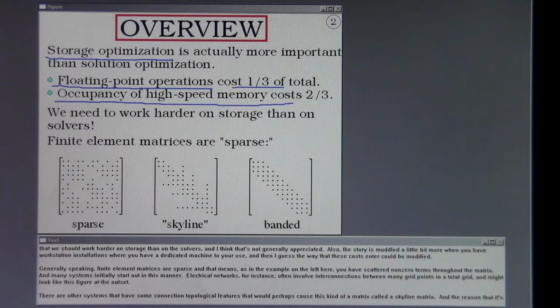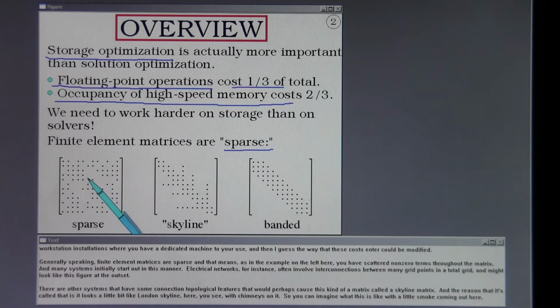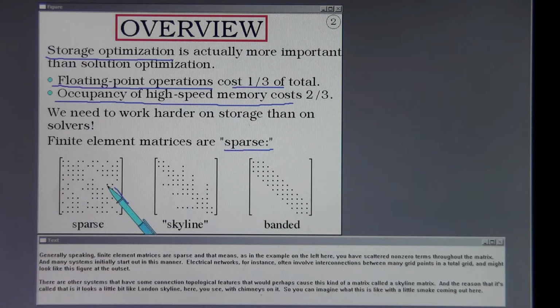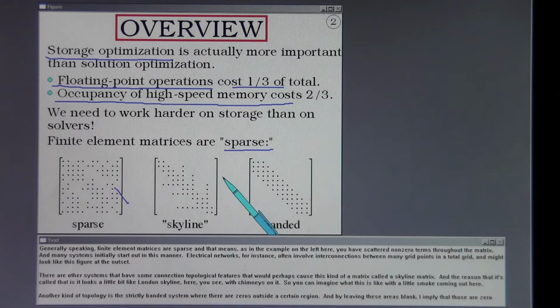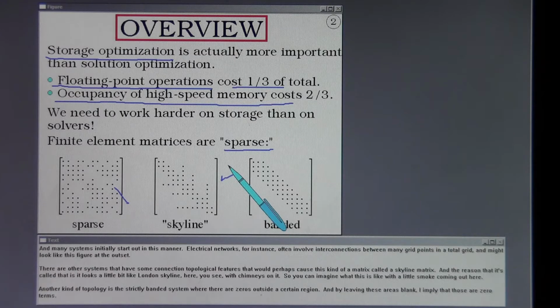Generally speaking, finite element matrices are sparse, and that means, as in the example on the left here, you have scattered non-zero terms throughout the matrix, and many systems initially start out in this manner. Electrical networks, for instance, often involve interconnections between many grid points in a total grid and might look like this figure at the outset. There are other systems that have some connection topological features that would perhaps cause this kind of a matrix called a skyline matrix.